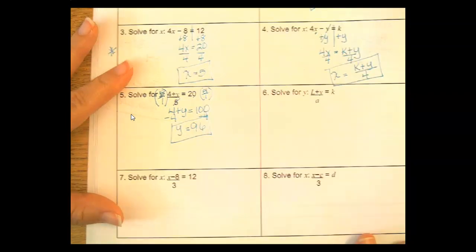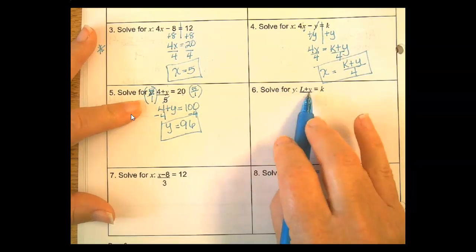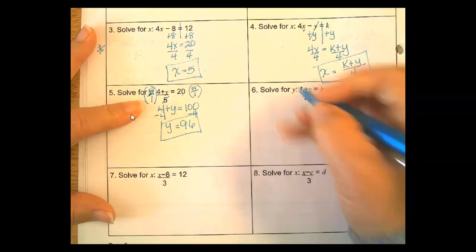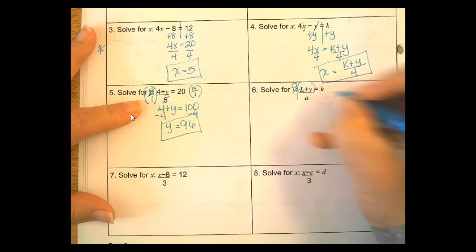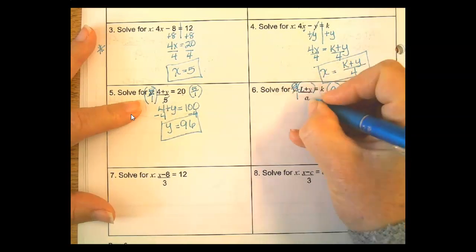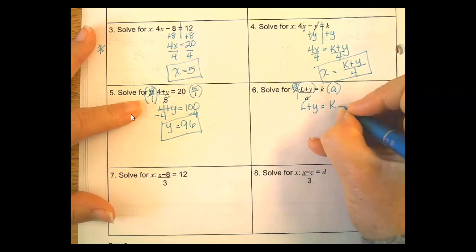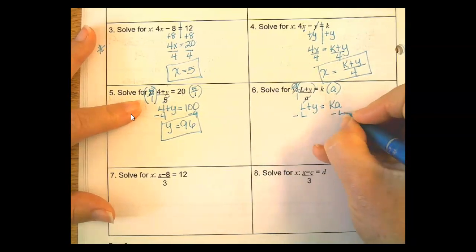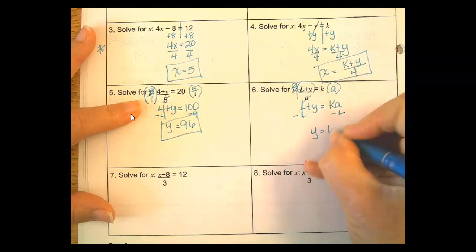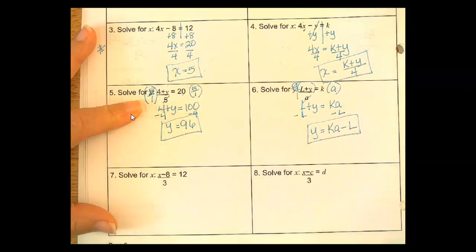Try it with letters or variables only. So here we multiplied by 5. Here, since we're solving for y, we're going to multiply by a to both sides. If I multiply this by a and this by a, the a's cancel out. I'm left with L plus y equals Ka, because it's multiplication. Now subtract L. L's gone, and y is equal to Ka minus L, because there are no like terms there. Not too shabby. Let's keep going.